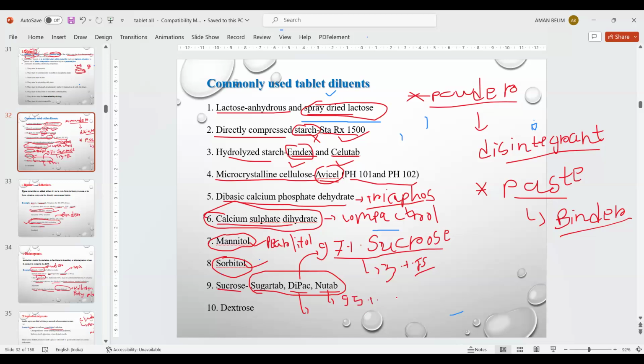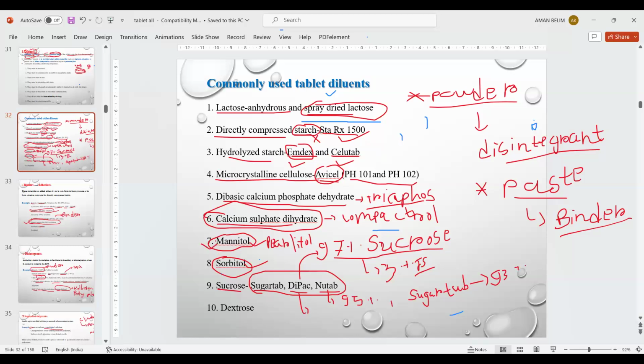And one more is Sugartab, which is around, I think, 93%. Just cross-check it in the Lachman also. Nu-Tab is 95% and Sugartab is around 93%. But remember this, this is also important. This whole slide is filled with a number of MCQs, okay? The brand names and also the commonly used diluents are very important, right?